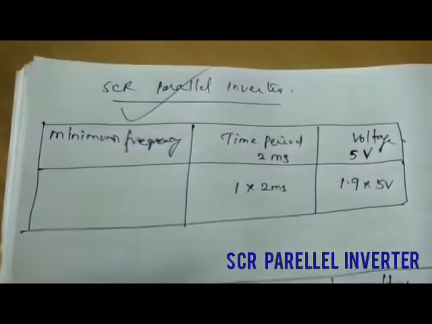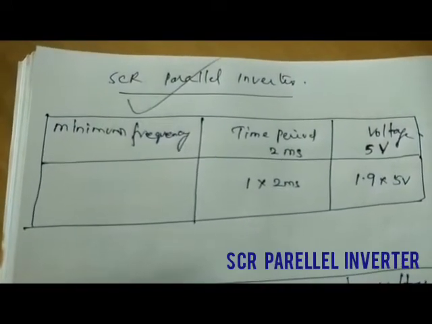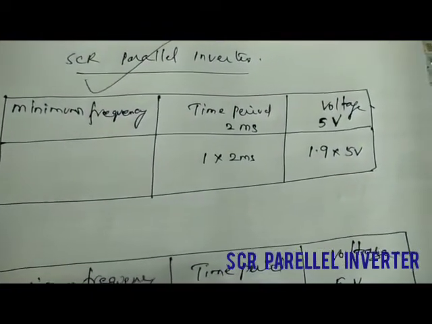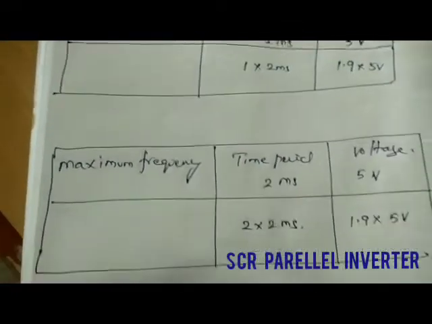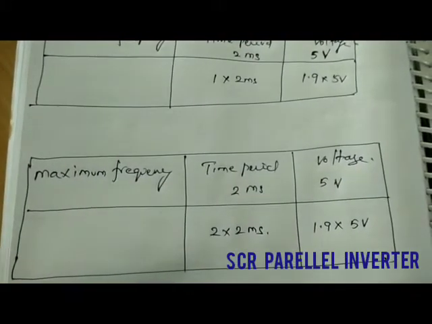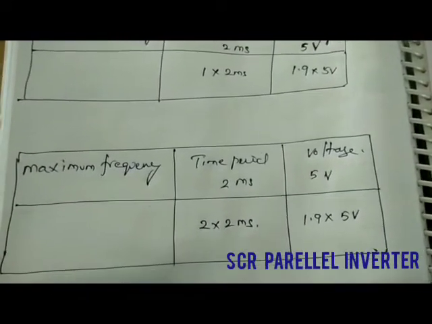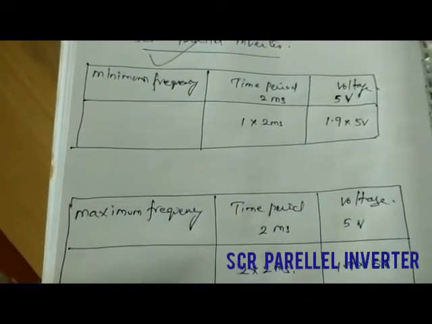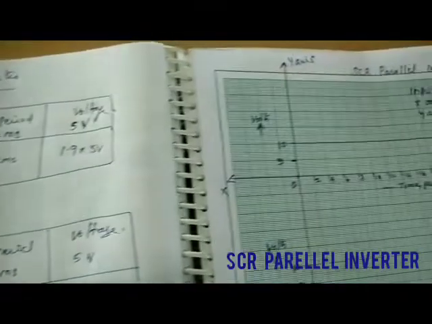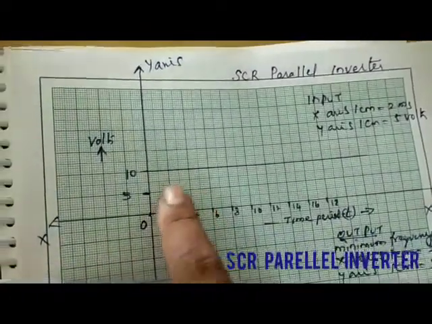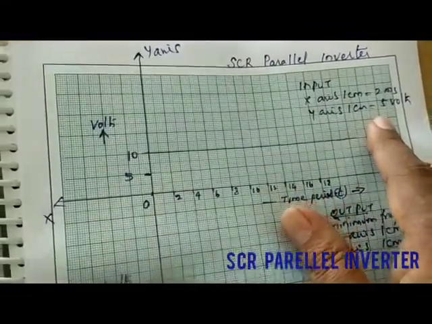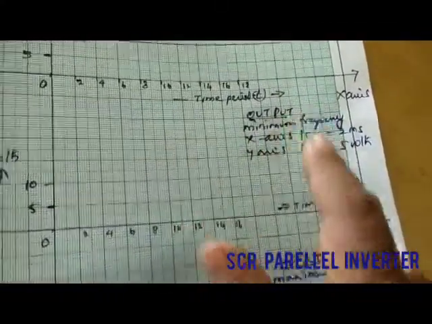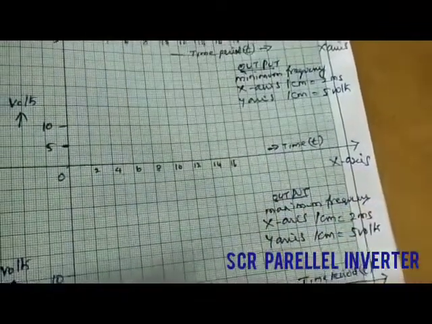Now we are going to draw the waveform for the SCR parallel inverter. For minimum frequency, the time period is 1 into 2 ms, and the voltage is 1.9 into 5 volt. For maximum frequency, the time period is 2 into 2, 4 ms, and the voltage is 1.9 into 5 volt. These two are outputs, and the input graph also we are going to draw. This is the input waveform.